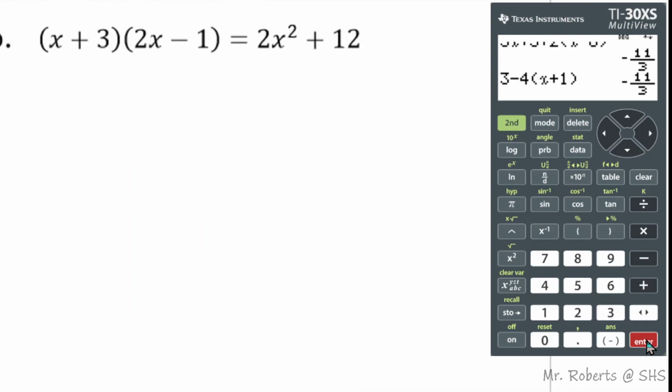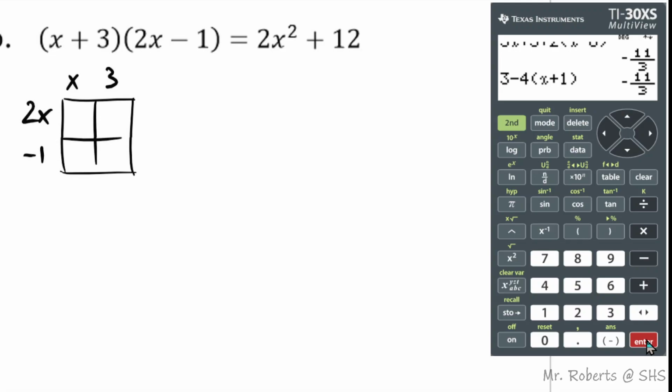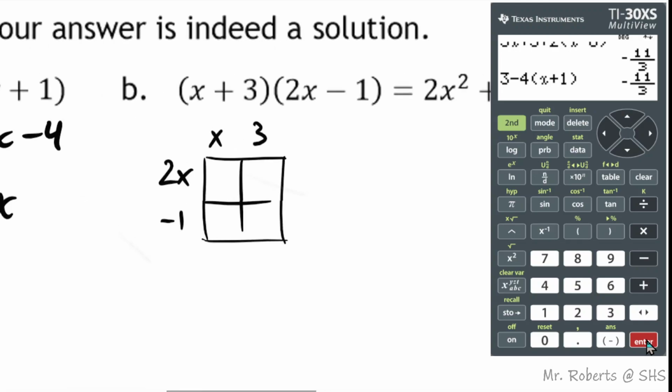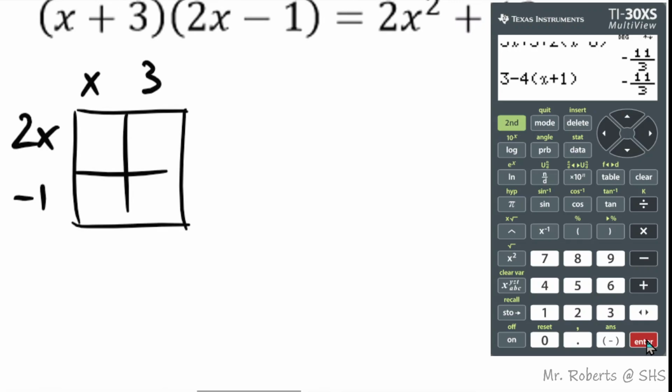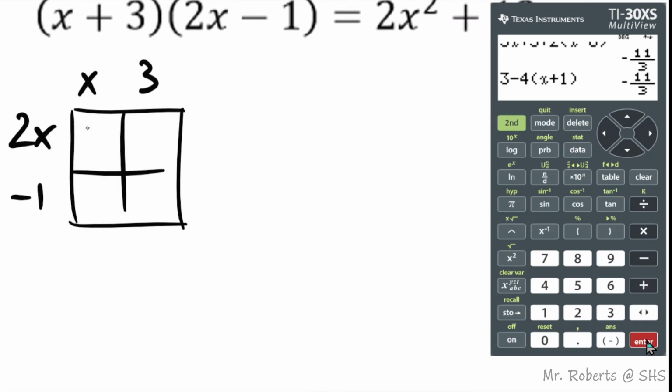On the left-hand side, I do have a binomial times a binomial. So I'll use a generic area model here. Why not? We're new to this game. So I need to multiply x plus 3 times 2x minus 1. When I do this multiplication, there are 4 distinct regions that pop up. One of them is 2x squared.